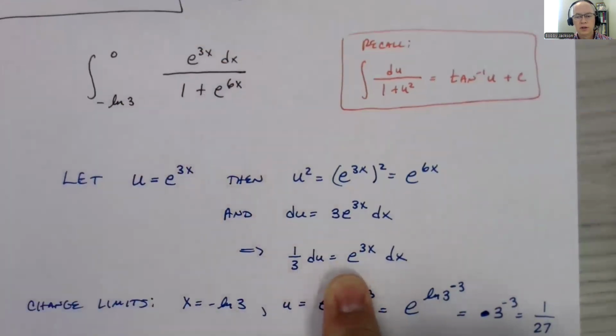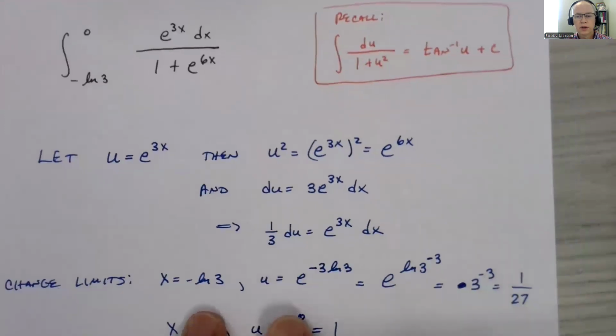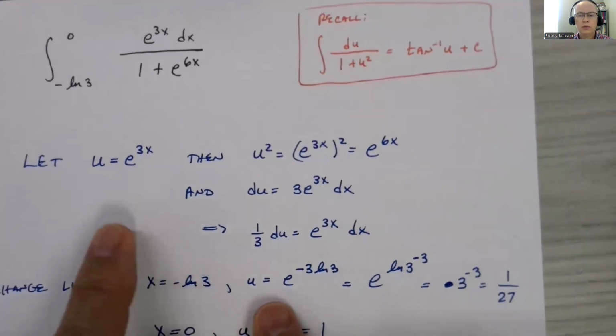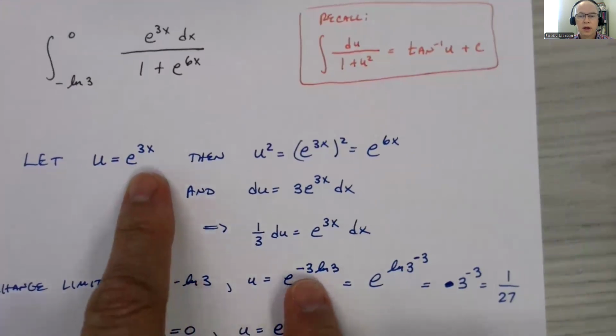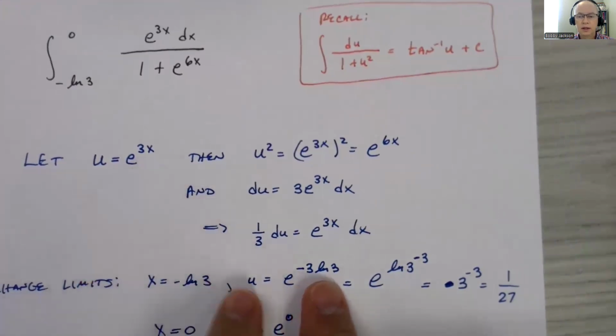We do want to change limits of integration. So a little tricky here. x, the lower limit, is negative the natural log of 3. So what would u be? It's e to the negative 3 natural log of 3, right? So 3 times negative natural log of 3 is negative 3 natural log of 3.